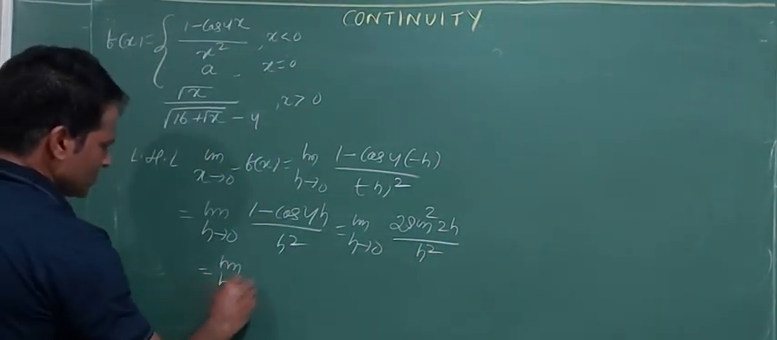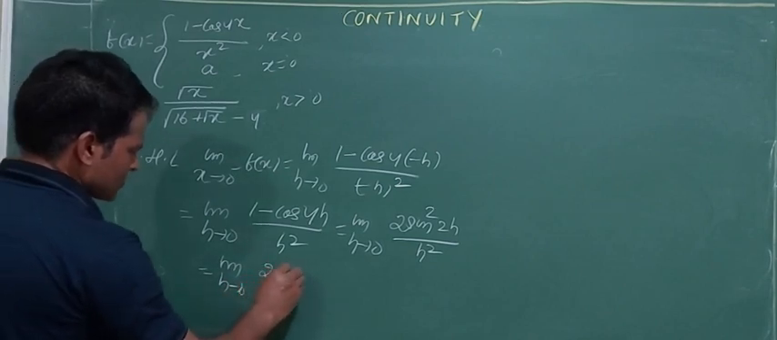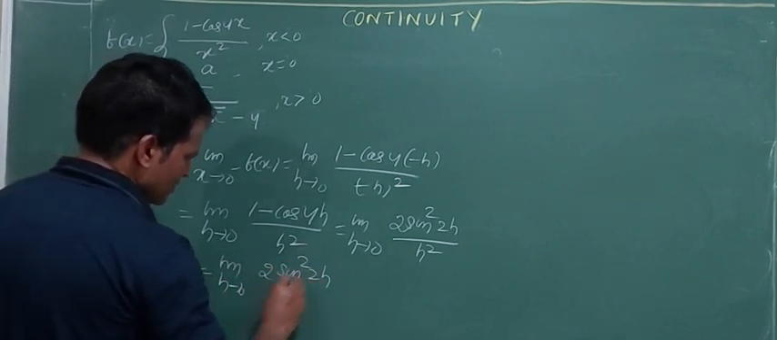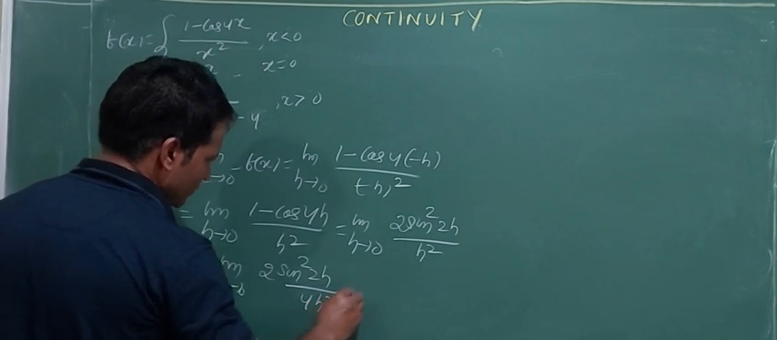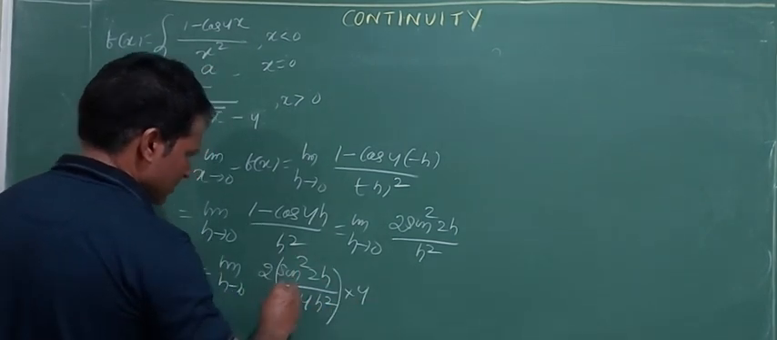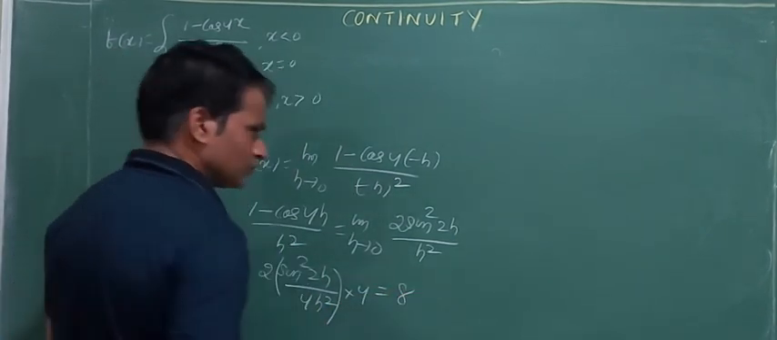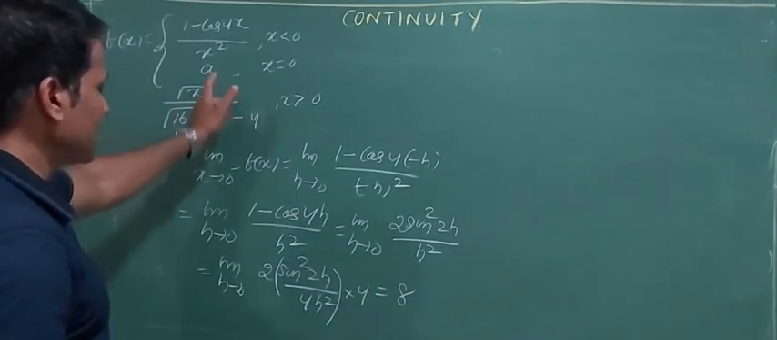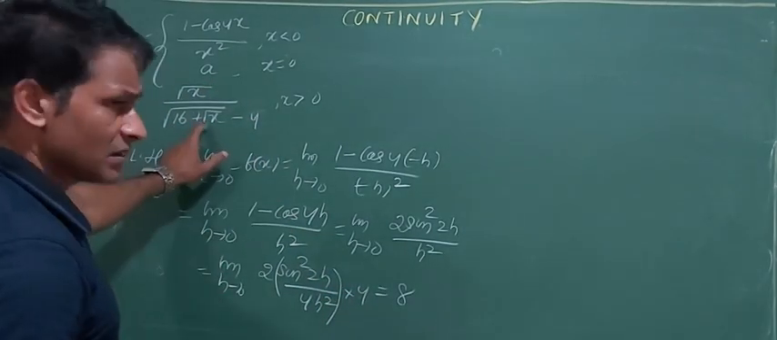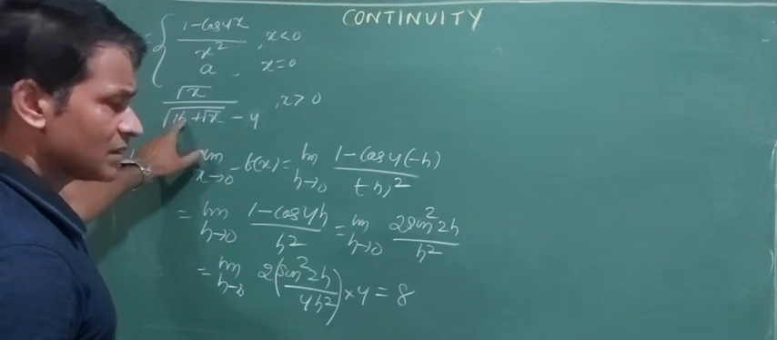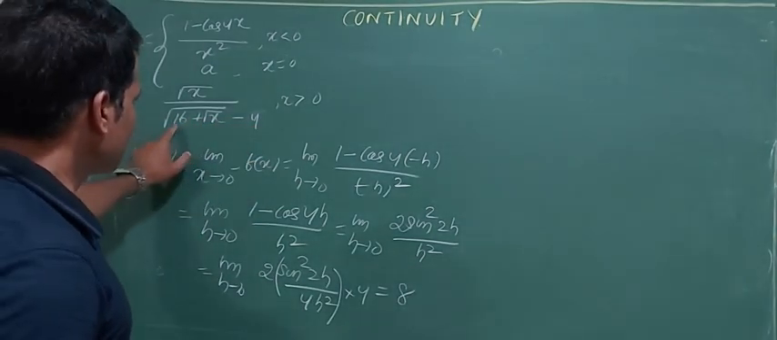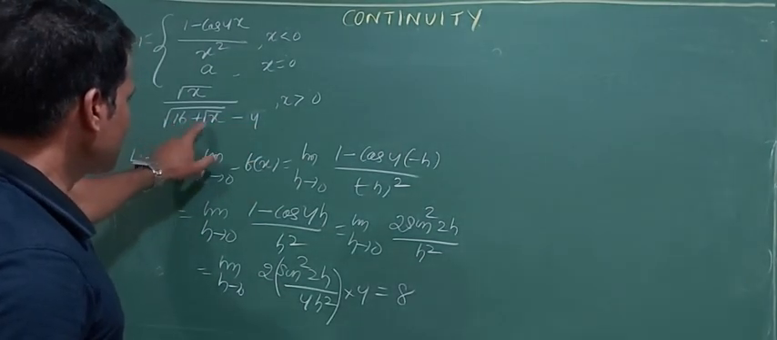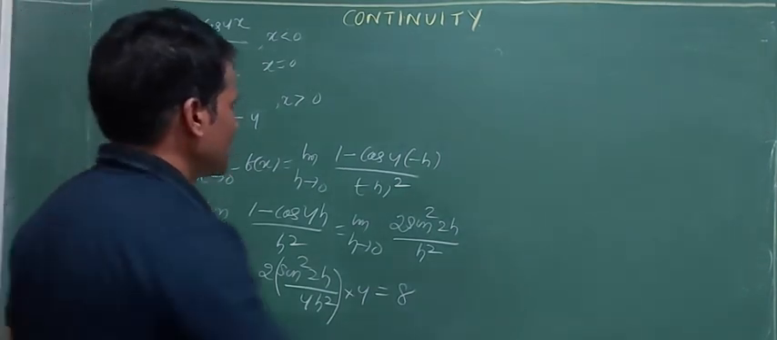Limit h tends to 0, 2 sin square 2h, 4h square into 4. This becomes 1. 8. I could have written a is equals to 8, but I want to check this one as well. That must give me 8 as well. If I directly substitute, I will get 16 root under this, x tends to 0, 4 minus 4, 0. So what I do now, RHL.